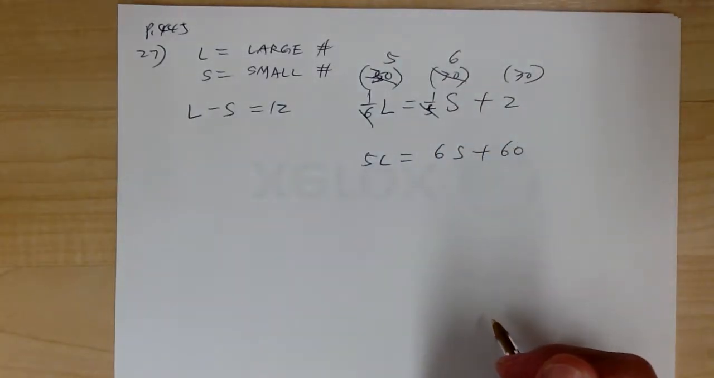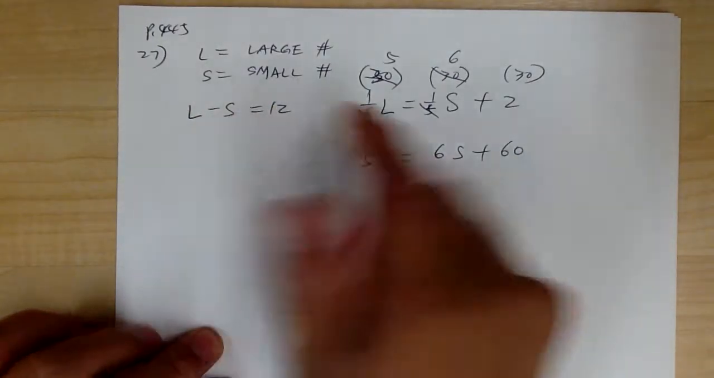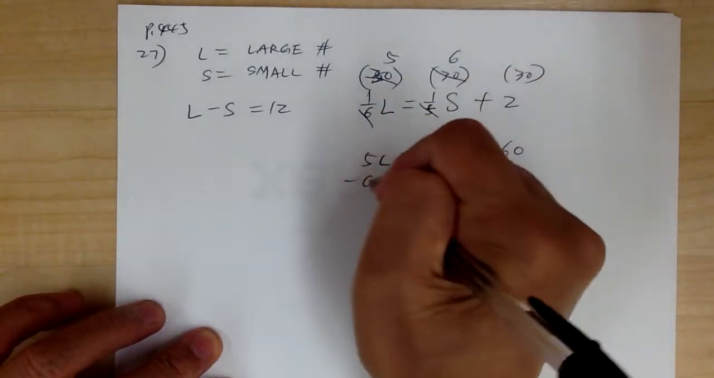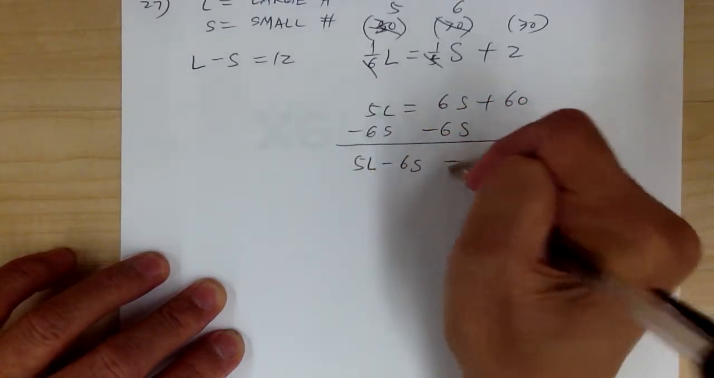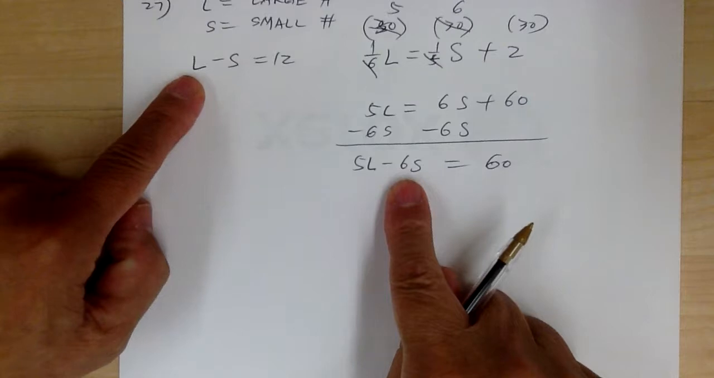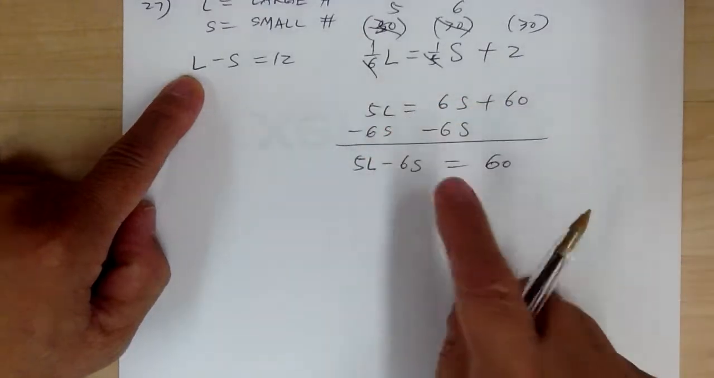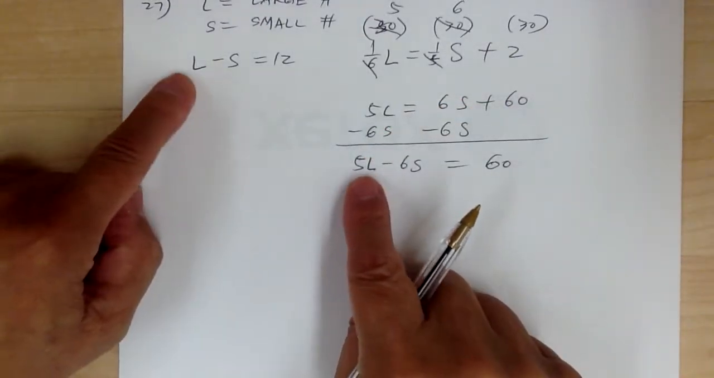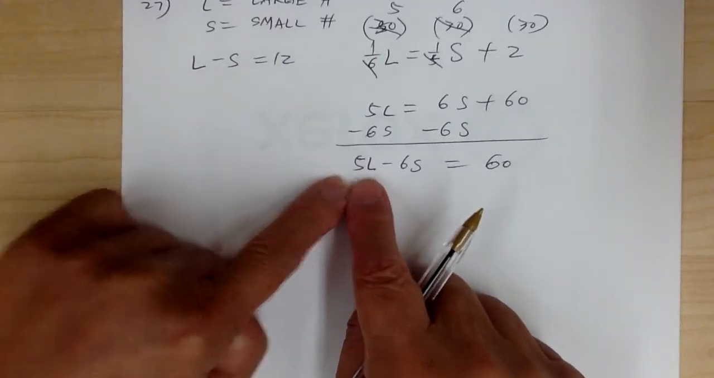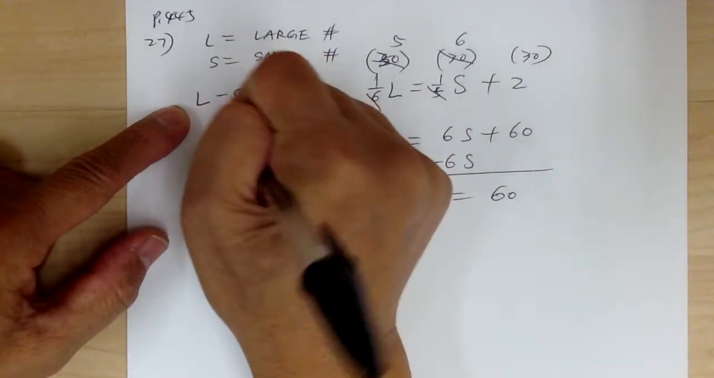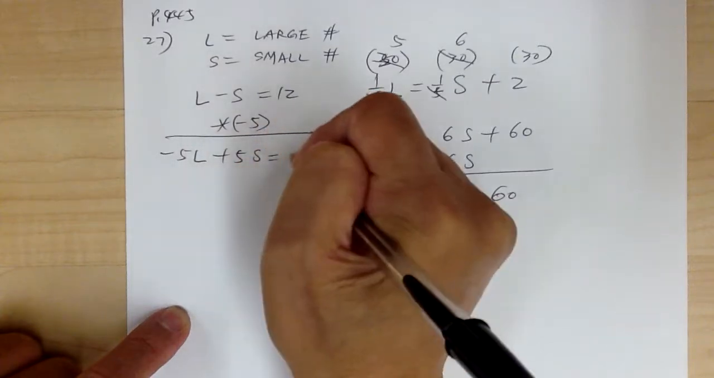Okay, now next thing is I have L and S, right? So I'm going to move this over so it looks similar to that. So minus 6S, minus 6S. So I got 5L minus 6S equal to 60. Now the two look similar, right? Next I'm going to make the L opposite, because it's a lower number. So I'm going to multiply this by -5 to make it opposite to this. So I get -5L plus 5S equal to -60.